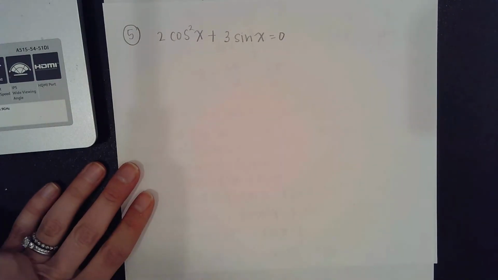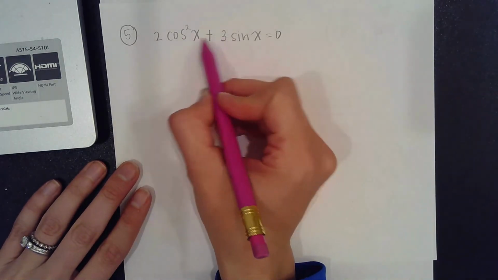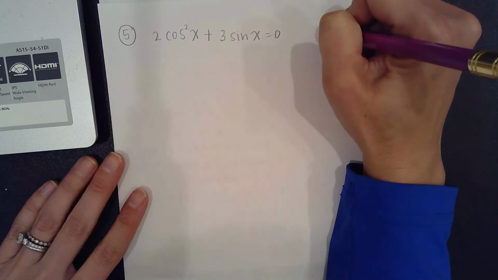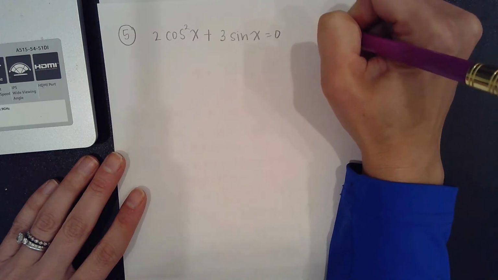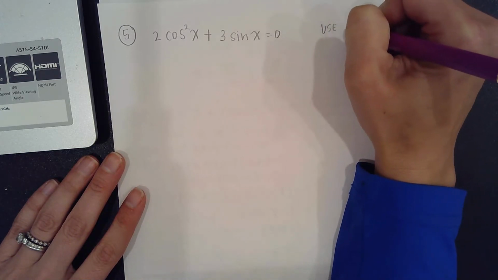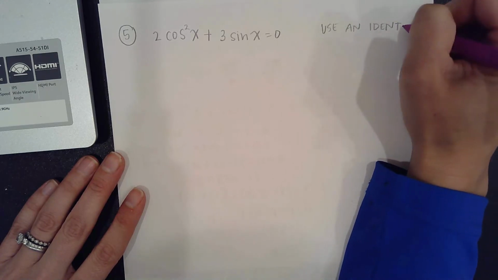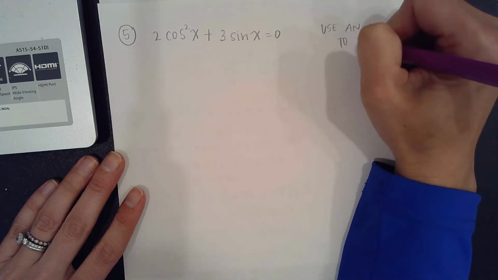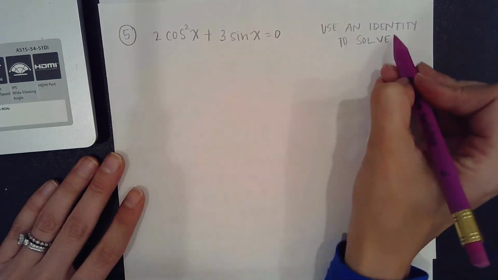Alright, so about this one. I've got 2 cosine squared x plus 3 sine of x equal to 0. Can I factor anything out here? I can't factor, so I am going to have to use an identity. I would always try to factor if I could. So for this one, you will have to use an identity to solve. That's really important here.